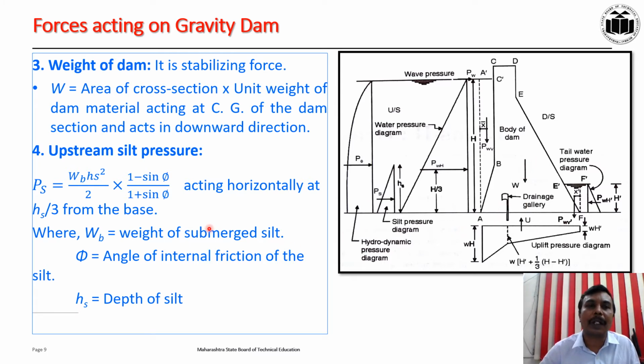Another important force is the upstream silt pressure. See, this is the silt deposited on the upstream side, and it also exerts a pressure on the gravity dam, and its magnitude is given here WB HS square by 2 into (1 minus sin phi) upon (1 plus sin phi), and it acts at HS by 3 from the base. See, this is the HS, means height of silt or depth of silt. WB is the weight of the submerged silt, and phi is the angle of internal friction.